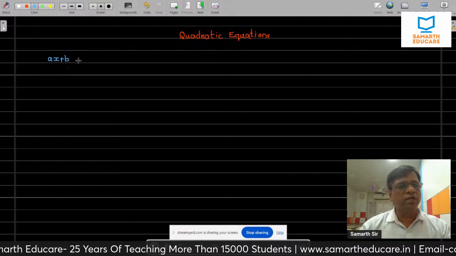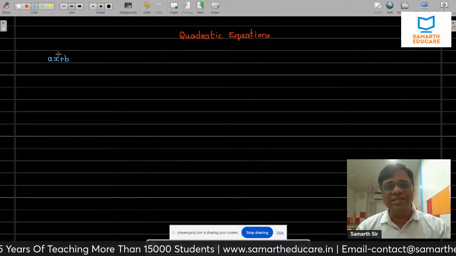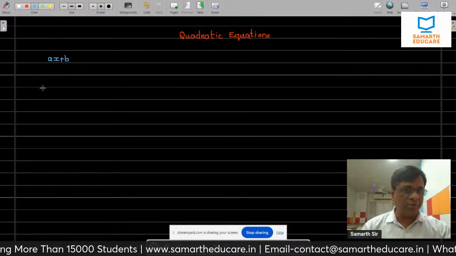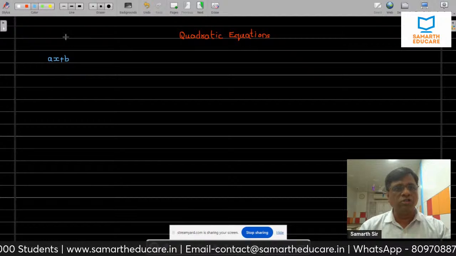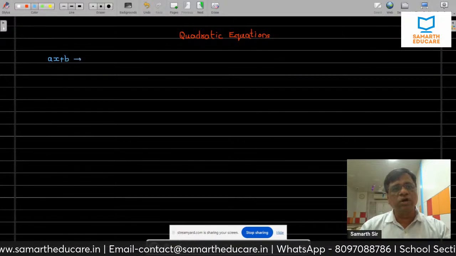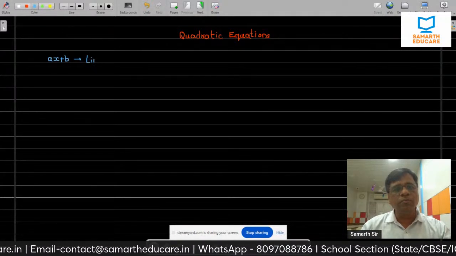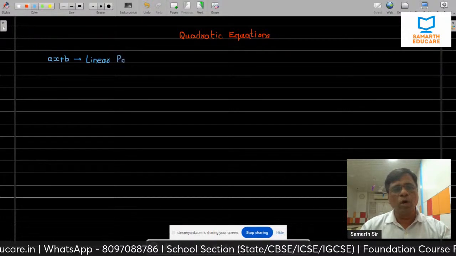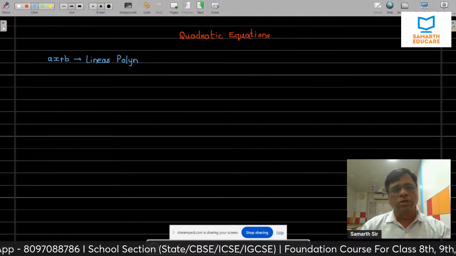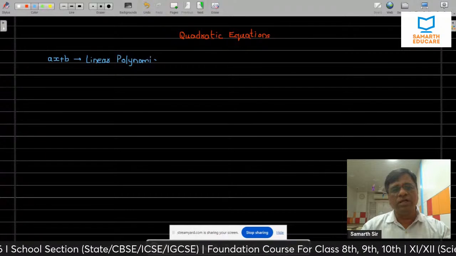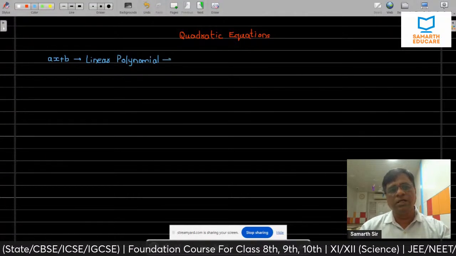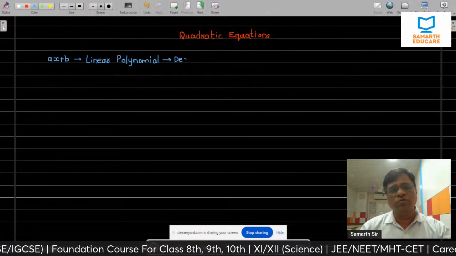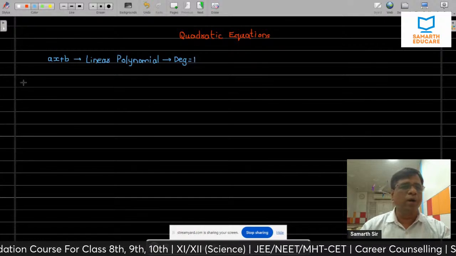Okay, now if you look at this polynomial, the degree is the highest power of the variable. यहाँ पे variable x है, a and b are the constant. So in this case, this is called as linear polynomial. Linear polynomial किसको कहते हैं? जब वो degree 1 होता है. This is a linear polynomial when the degree is 1. Once again, the degree is nothing but the highest power of the variable. Degree is equal to 1.